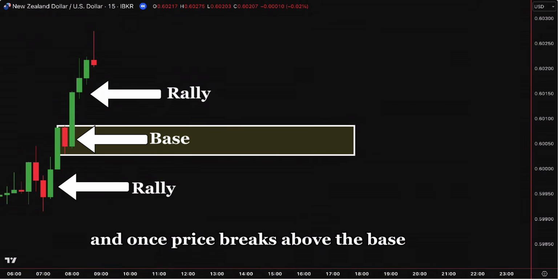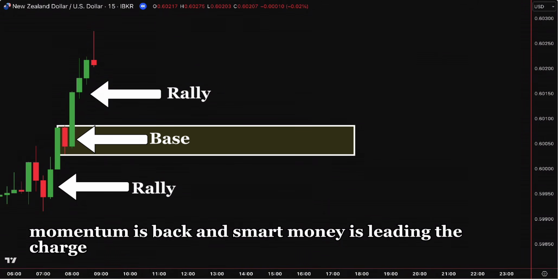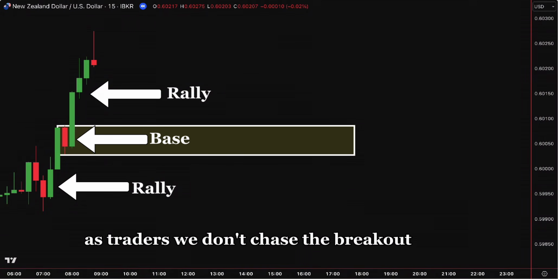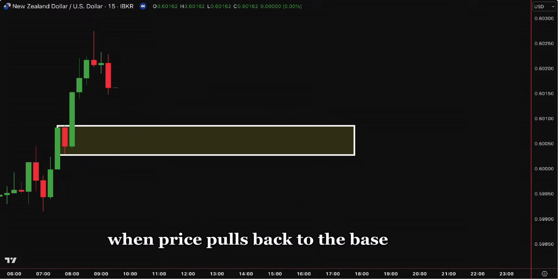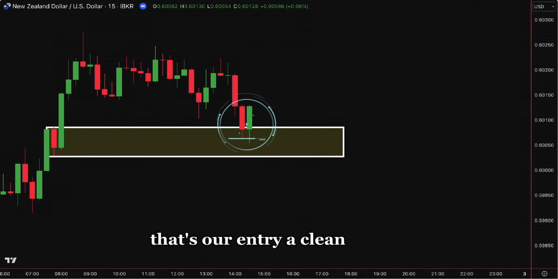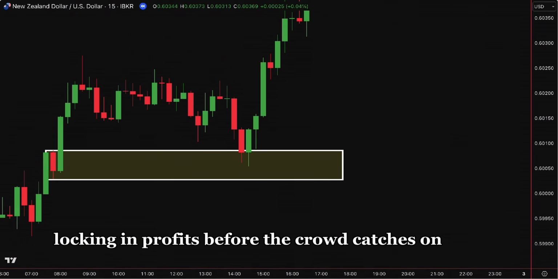And once price breaks above the base, it's the confirmation we've been waiting for. Momentum is back and smart money is leading the charge. As traders, we don't chase the breakout. We wait for the retest. When price pulls back to the base, that's our entry. A clean, low-risk setup. We get in, ride the momentum, and get out fast, locking in profits before the crowd catches on.